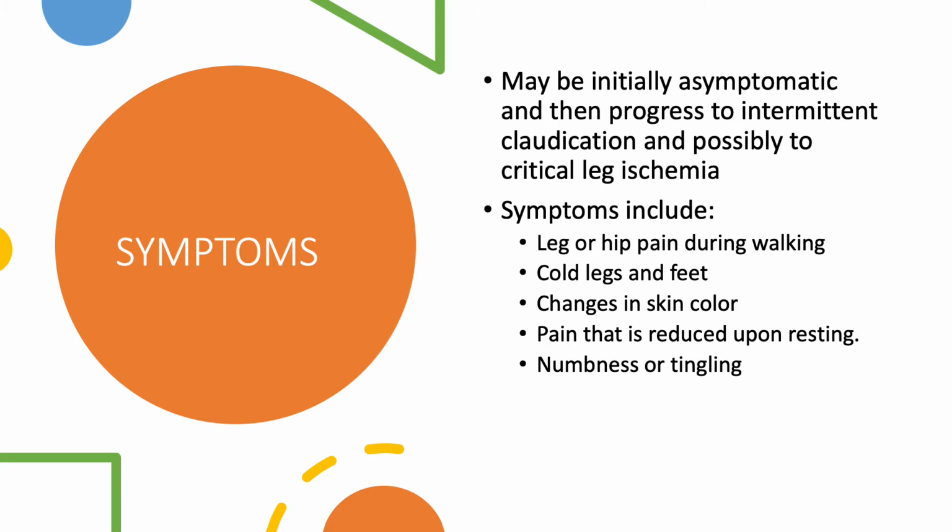Now, looking at the symptoms, patients may be initially asymptomatic, meaning they don't have the symptoms in the beginning, but then they progress to intermittent claudication and possibly critical leg ischemia. So the very bad pictures that you've seen in the beginning are patients who are having severe symptoms of PAD, like critical leg ischemia.